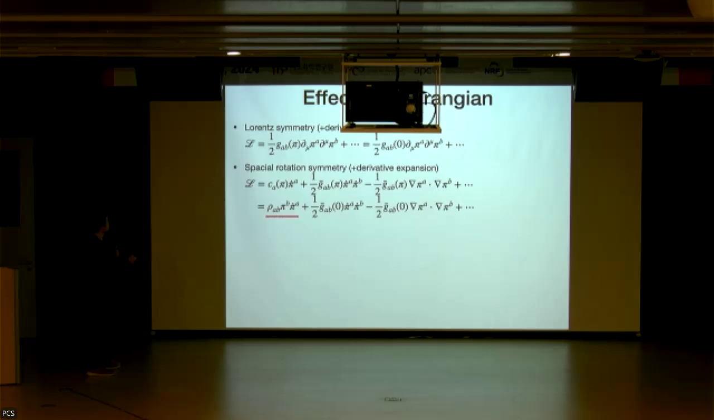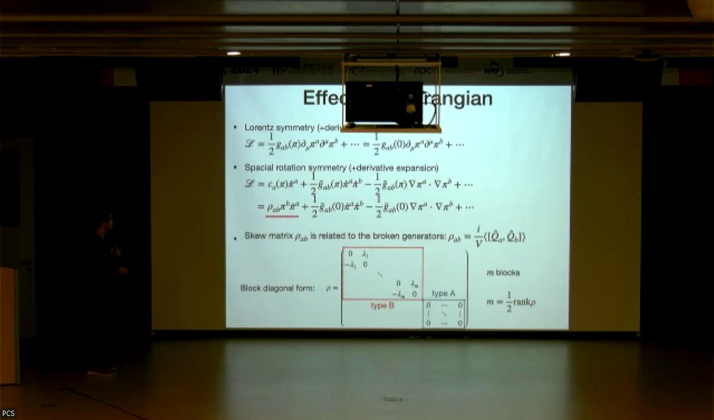Then I found, in addition to the standard two time derivative terms, I have a single time derivative term which can be expanded around pi equals 0 in this way, so that to the quadratic order in the field, this is the effective theory I have. Then this rho_AB is a skew matrix that is related to the broken generator commutation relation, like this. So this is the definition of rho_AB. A skew matrix in general can be block diagonalized this way. Here I have M blocks, and this M is related to the rank of this matrix. I call this part type B, and this 0 part type A.